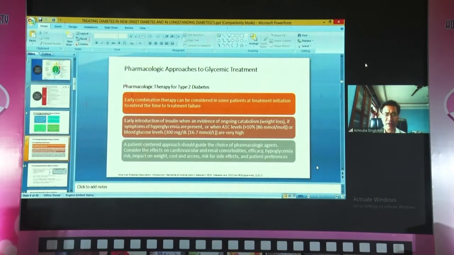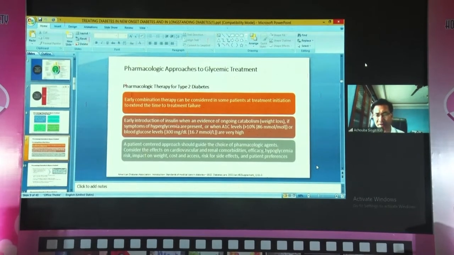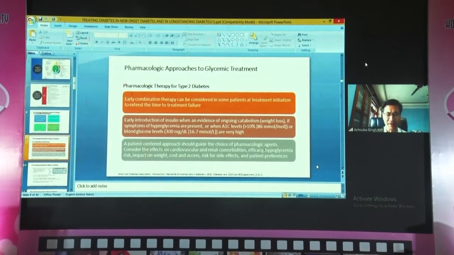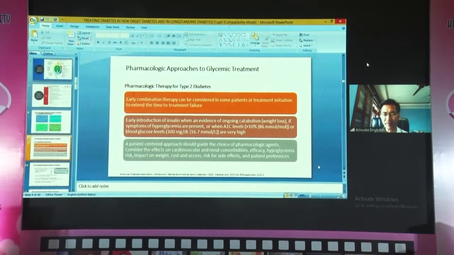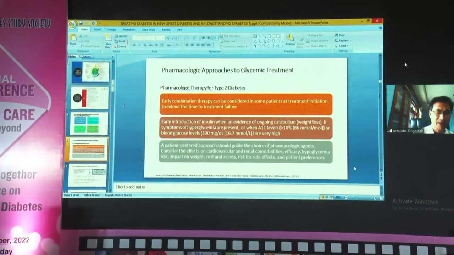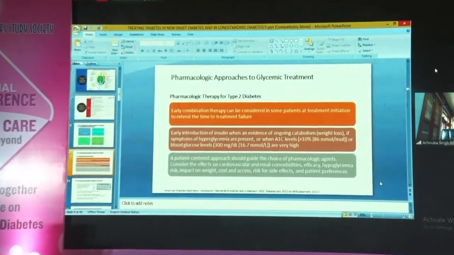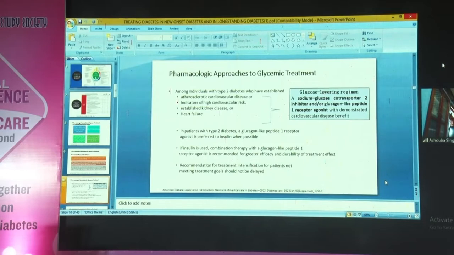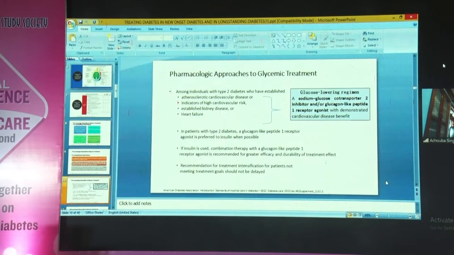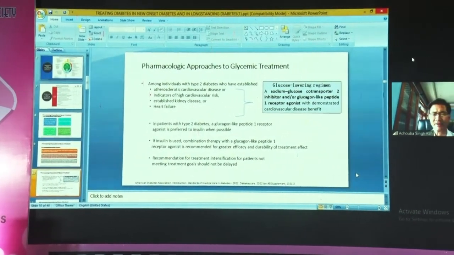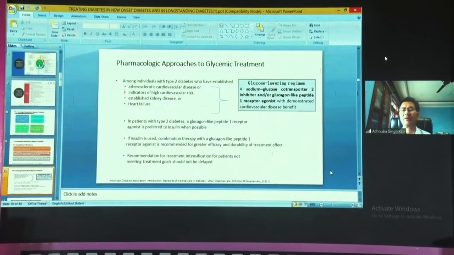And that's how the choice of pharmacologic agents is to be made. We have to consider the effects on cardiovascular and renal comorbidities, efficacy, hypoglycemia risk, impact on weight, cost, risk for side effects, and patient preference. After all, patient preference is also to be highlighted. The presence of atherosclerotic cardiovascular disease, indicators of high cardiovascular risk, established kidney disease, or heart failure directly predicts the use of SGLT2 inhibitors or GLP-1 receptor agonists.